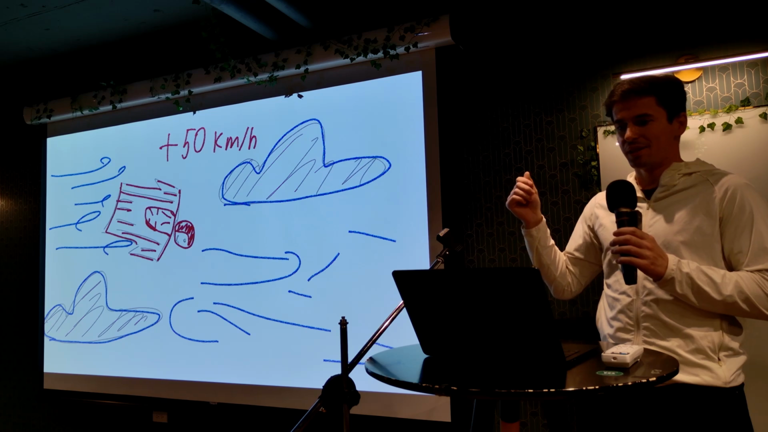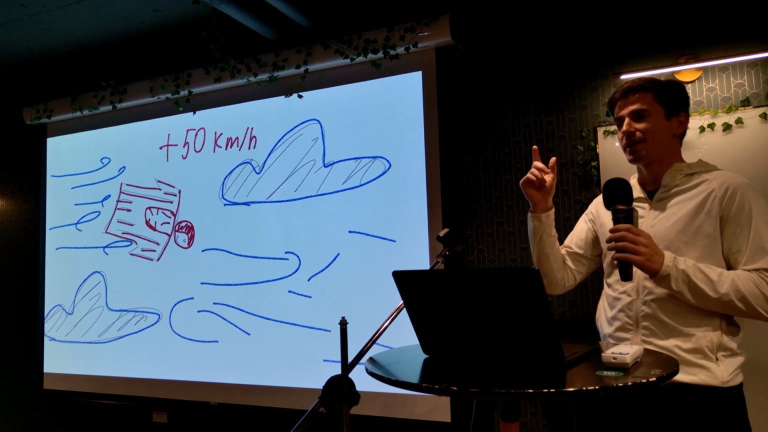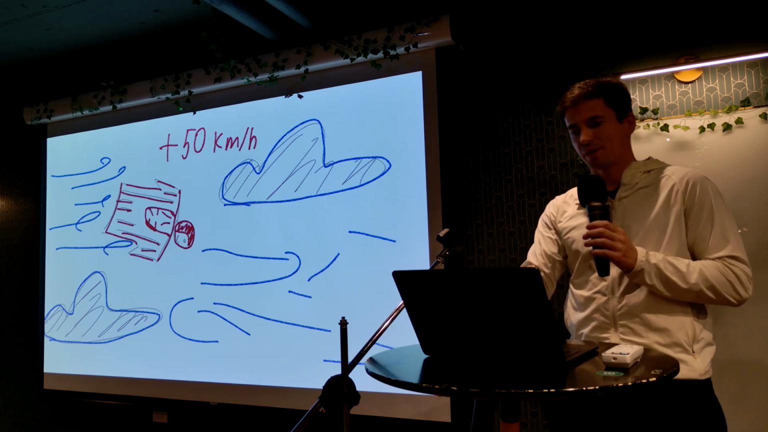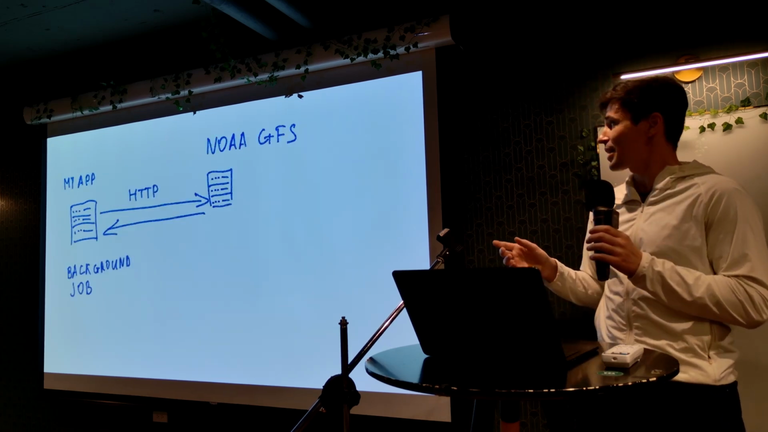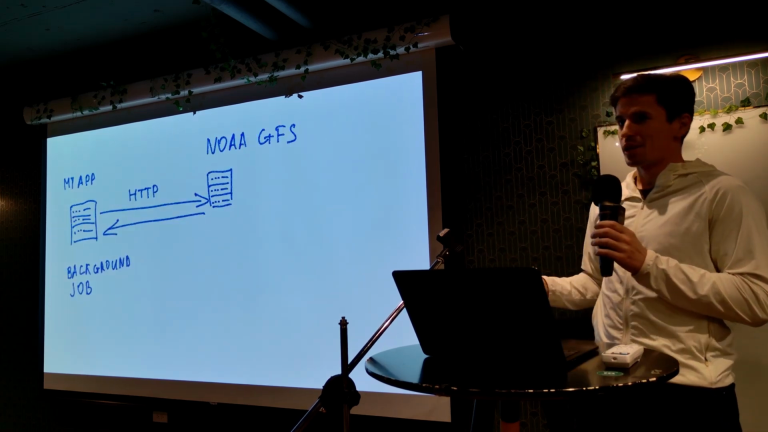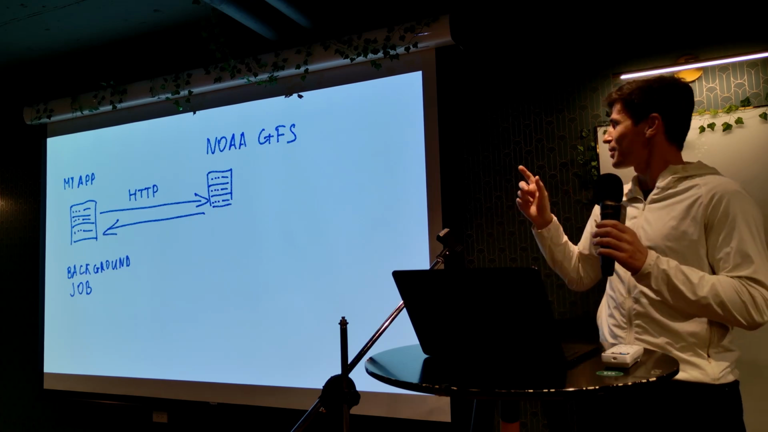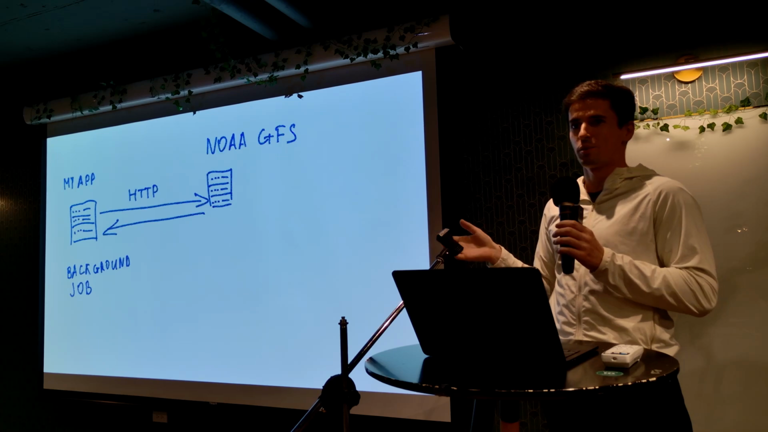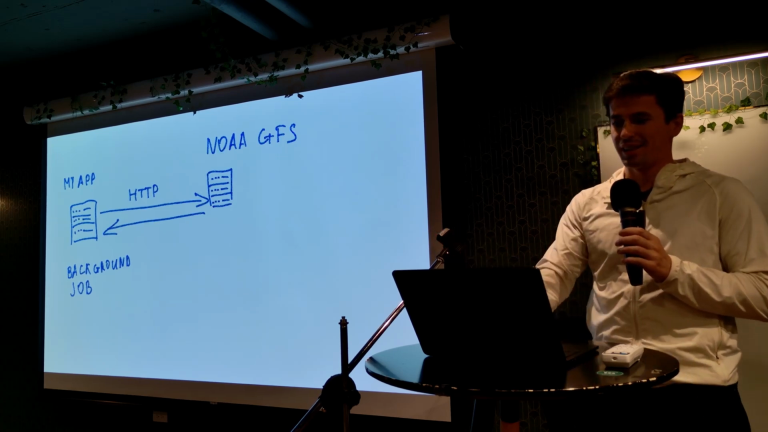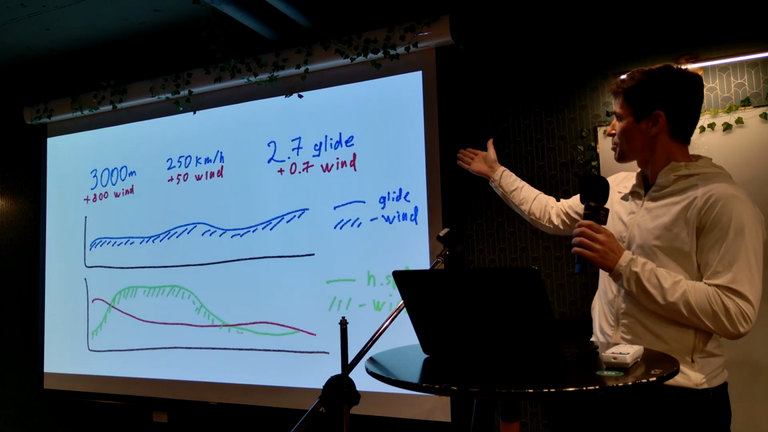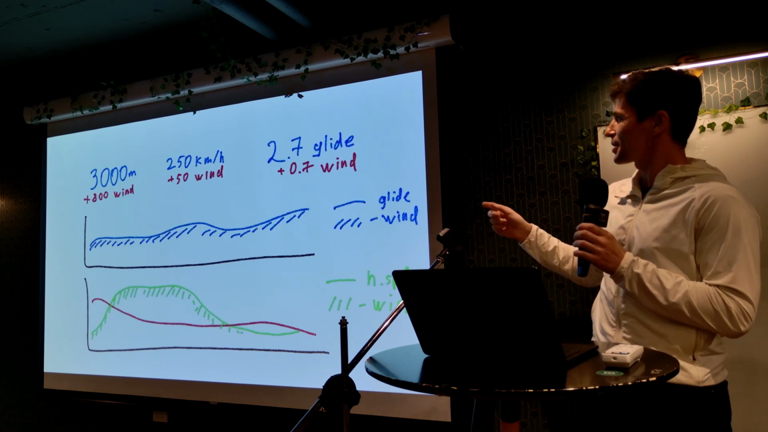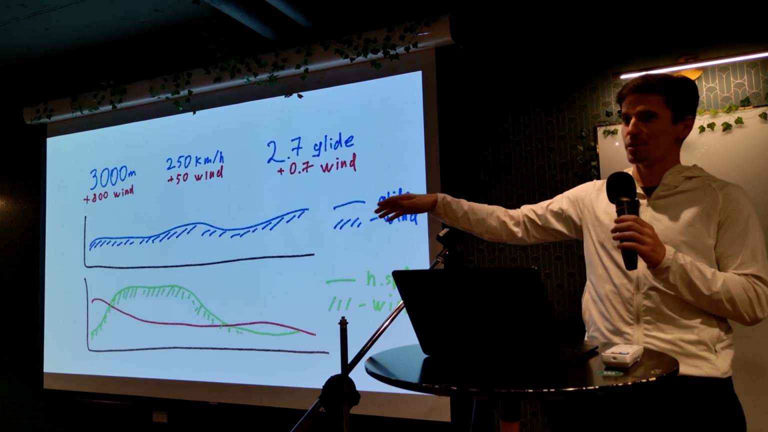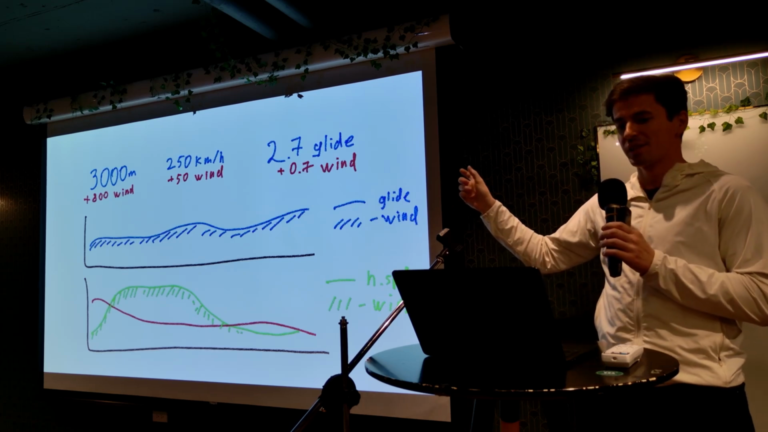I found that there is a service in US that covers the entire globe called NOAA GFS, and they have an HTTP API. So I made a Sidekiq job connected to this API, get the data out of it, and it all worked well for a couple of years. And then I provided the data on the charts. So people knew that if they flew like 250 kilometers per hour, that 50 kilometers were coming from wind.